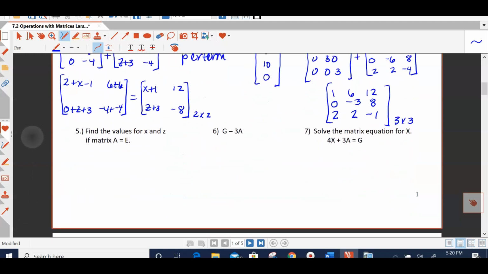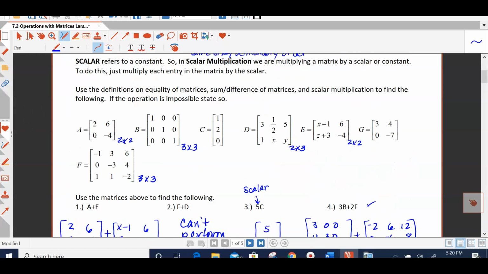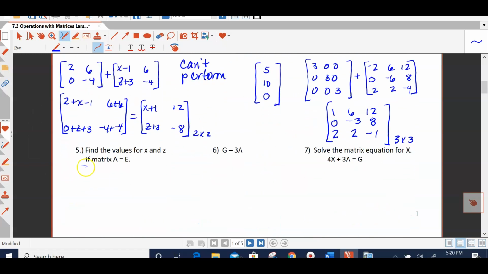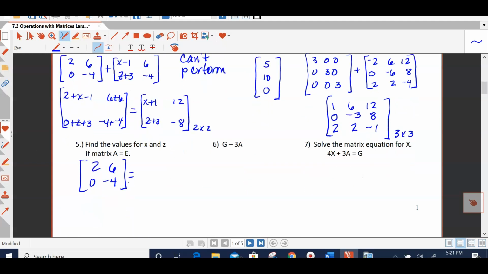Let's take a look at 5. It says we want to find the values of x and z if matrix A is equal to matrix E. So let me write down matrix A, and I'm going to set that equal to matrix E. Okay, so it's telling us suppose matrix A is equal to matrix E.